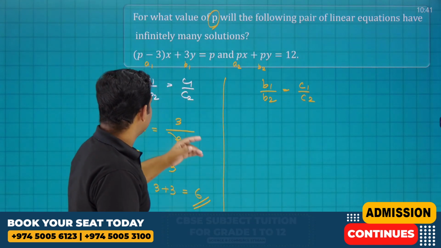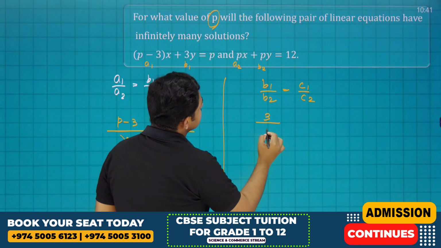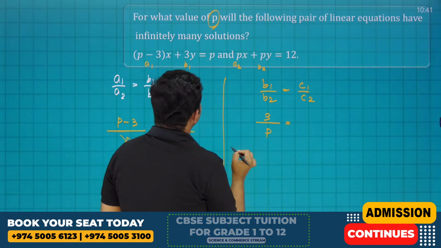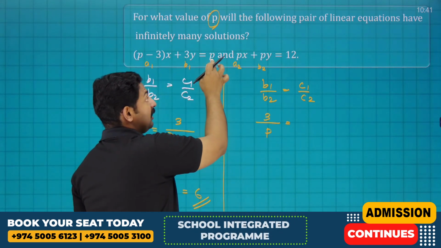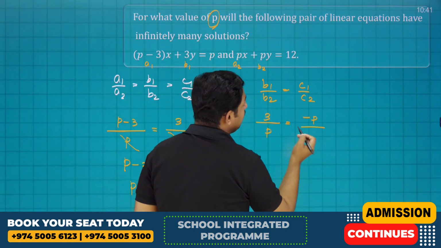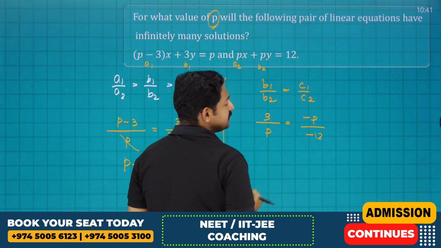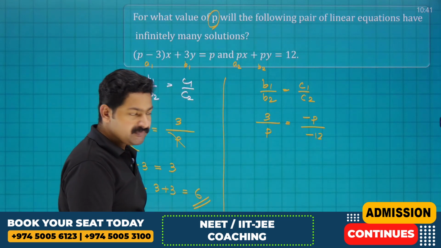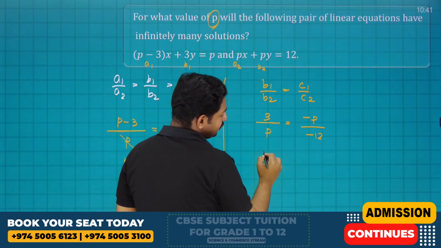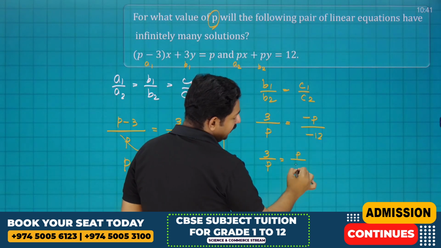Okay, so b1 by b2 means, what is b1? b1 is 3, so 3 by b2 is p, equal to c1. c1, as I told, when you bring p to the left side it is minus p, so c1 is minus p. And c2 is, when you bring 12 to the left side it is minus 12, so c2 is minus 12. On the next step, 3 by p is equal to, minus and minus got cancelled, p by 12.